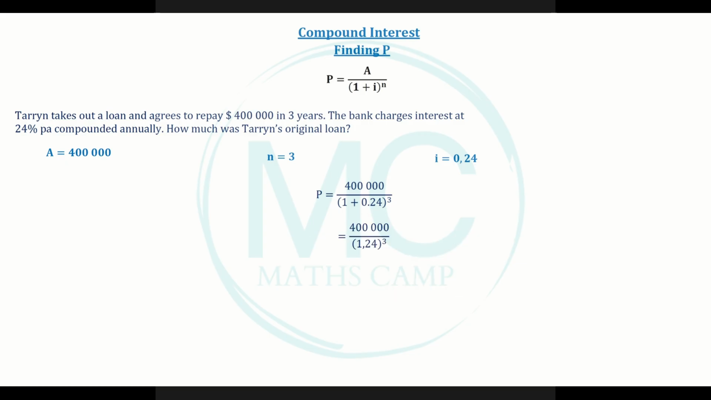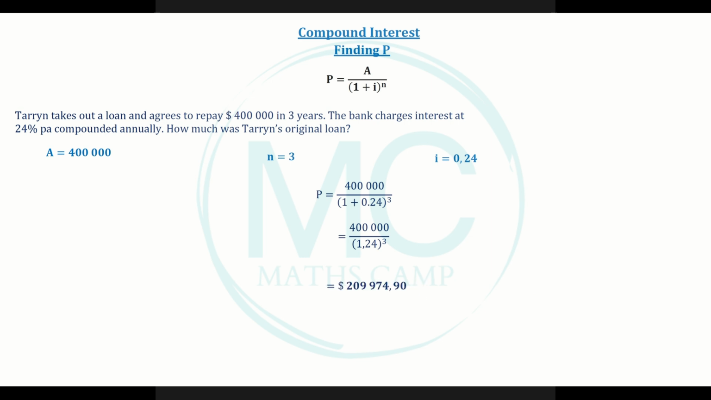Now we can take our calculators. We say 1.24 to the power of 3, find its answer, and then we divide 400,000 by that, and we get $209,974.90. Remember to always round your answers to 2 decimal places.